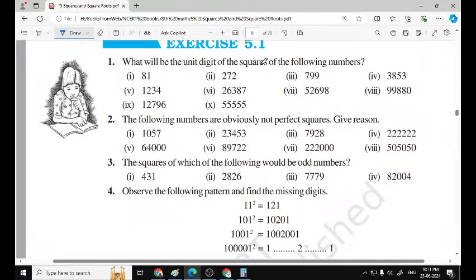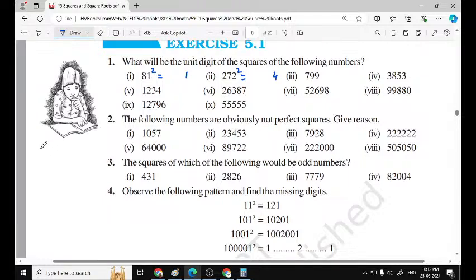What will be the units place digit of a square of the following number? 81 square, its units place will be 1. You can solve this as last digit ends with 2, square will end with 4. We have asked to find unit place digit only. Don't find the perfect squares because some numbers are very big. So find out just the last digit. Following numbers are obviously not perfect square, give the reason.